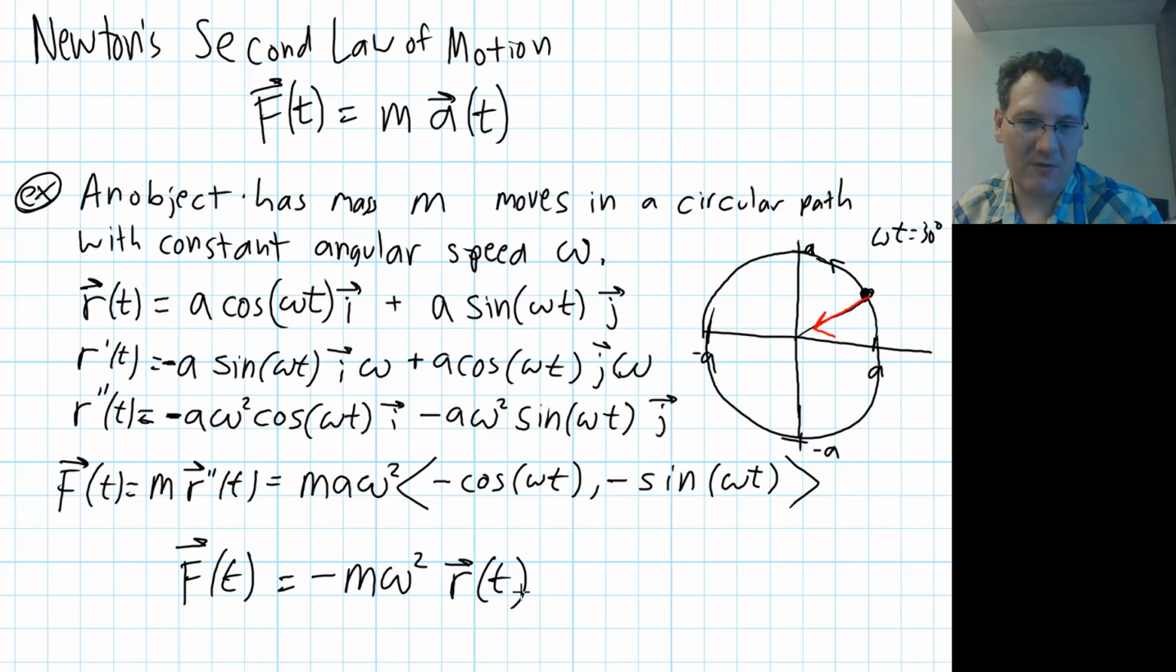So wherever this object is, the acceleration is always going to be pointing straight towards the origin. You can see what I just did there. I took out the minus sign, but actually, if I shove that a back into the two components, then I'm back to the position function.